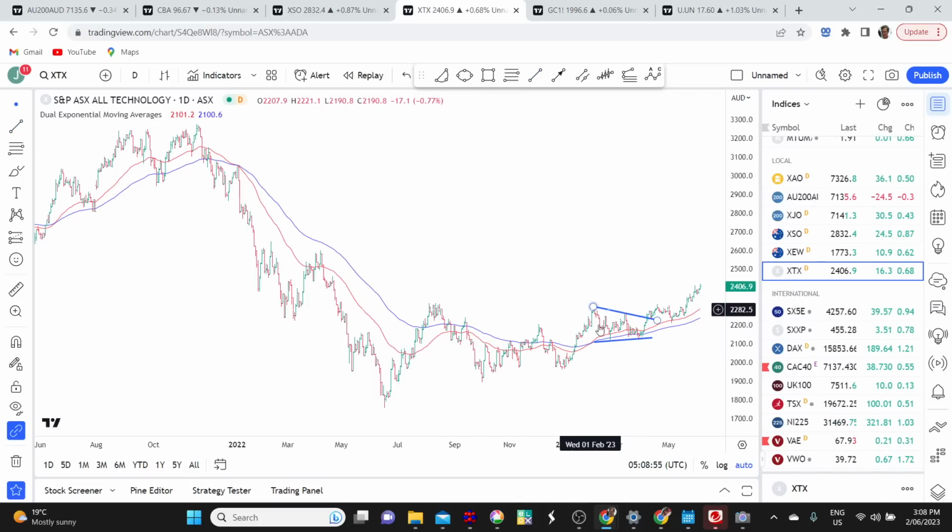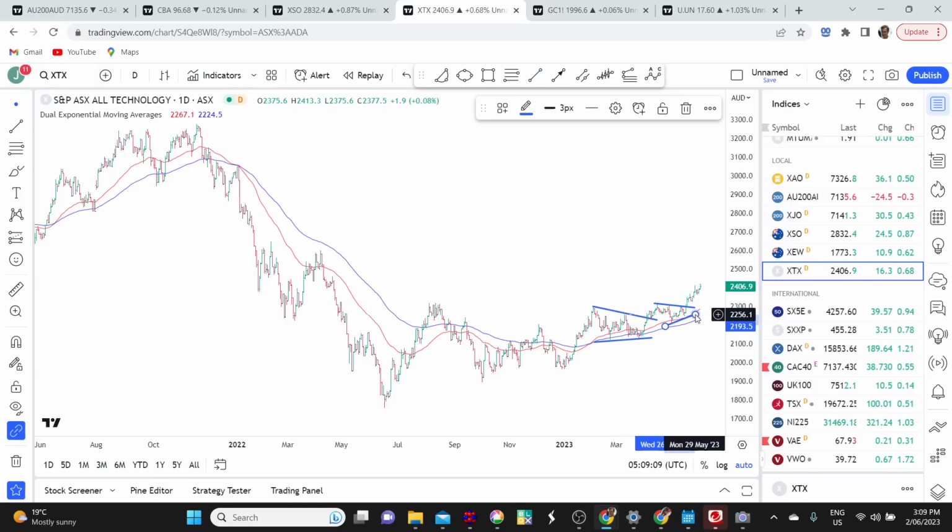So this was the first compression pattern we had in the tech index, and then we had another one just through here, just around when I was talking about it 4 weeks ago. You can see the price action started to just coil up before breaking higher. And we've continued to see some strength.